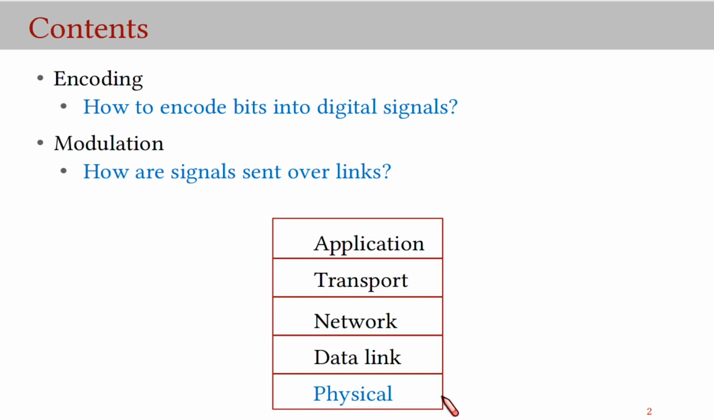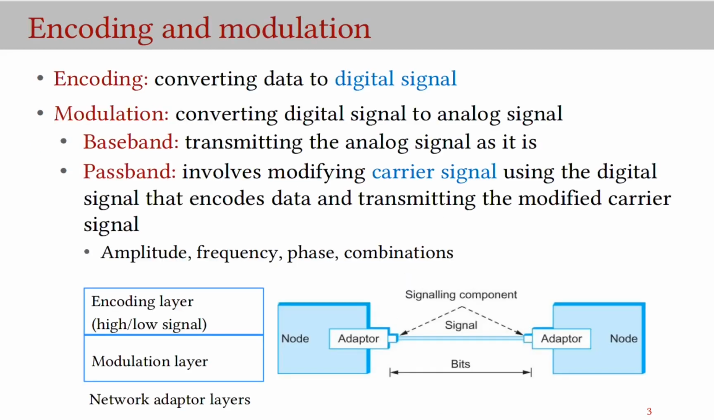We are at physical layer. In this video, we will learn about encoding and modulation. By the end of this video, you will know how to encode bits into digital signals and how signals are sent over links. In a previous video, we discussed physical media and we saw that physical media carries analog signals. And therefore we need to convert bits into analog signals before sending them over links.